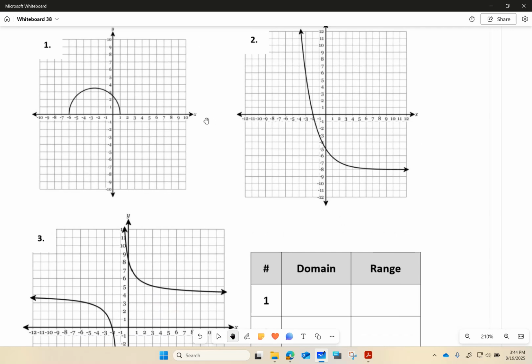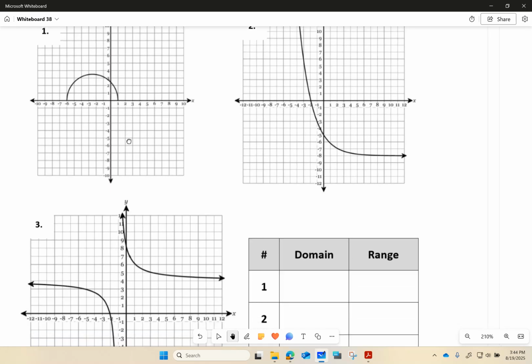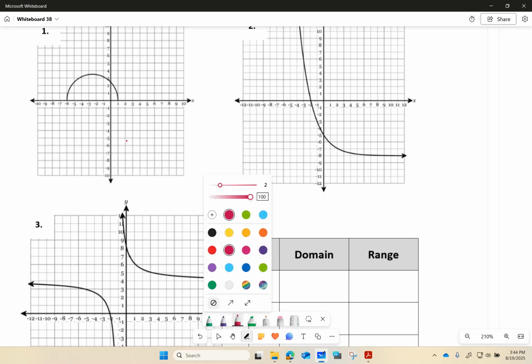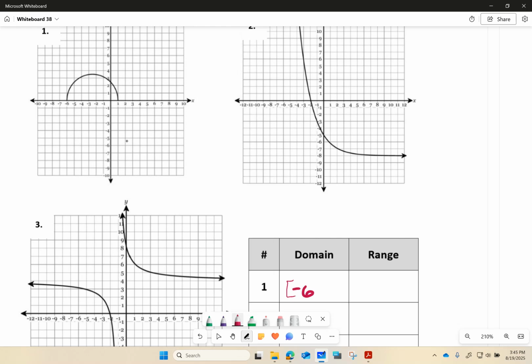Well, if we're looking at the x-axis, the furthest left you can go is -6, and this curve is being populated until you arrive to +1. So all values between -6 and 1 is going to be your domain. So let's go ahead and write that down. So -6 all the way to +1. And we need to make sure we put brackets since those values are included, are part of your function.